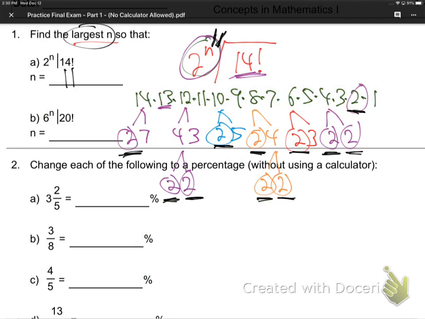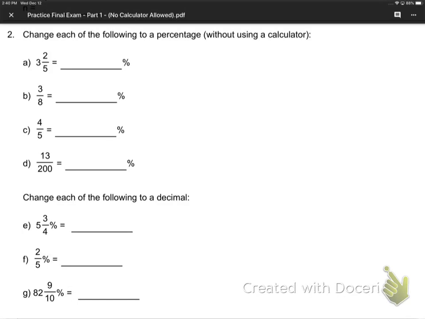All right, let's try number 2. 3 2/5. Change to a percentage. This is again the last question. It's only going to be 2 questions that are without a calculator. The rest of the whole exam is with a calculator. So how do you change 3 2/5 to a percentage?